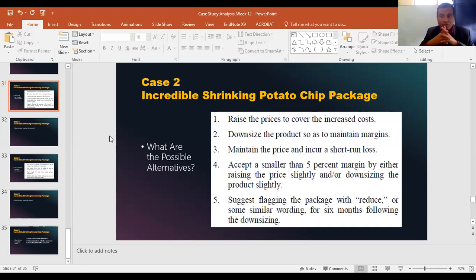You can jump to the other alternative. It's fine. So that's more. Maintain the price. Yeah, if we maintain the price, there's a short-run loss for the company, so we can't do that.